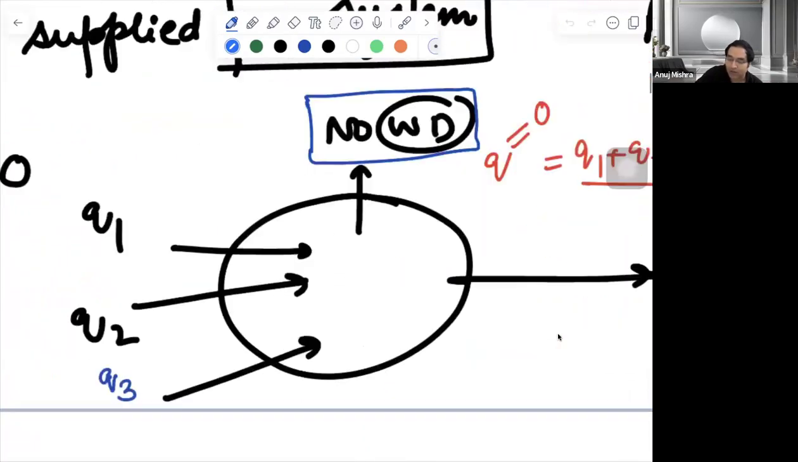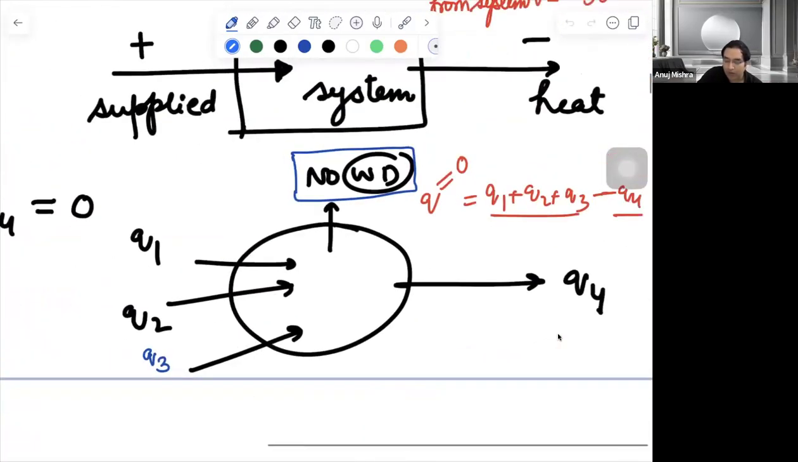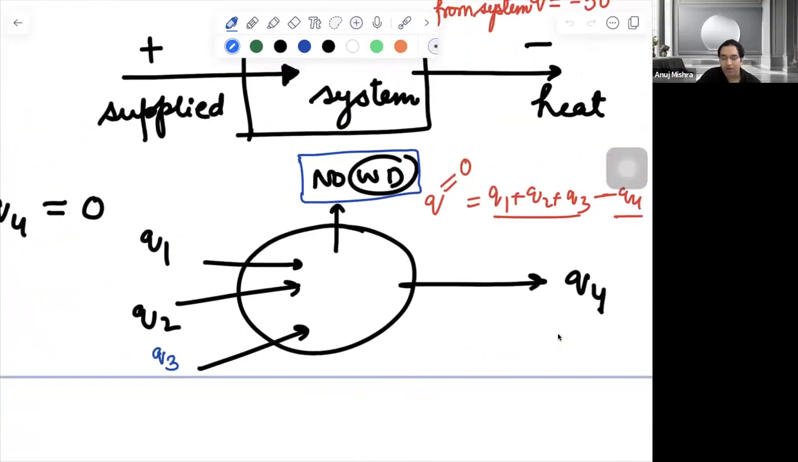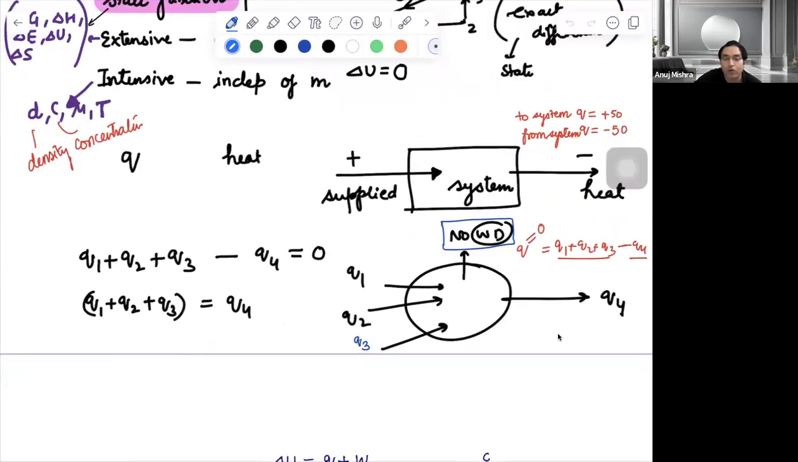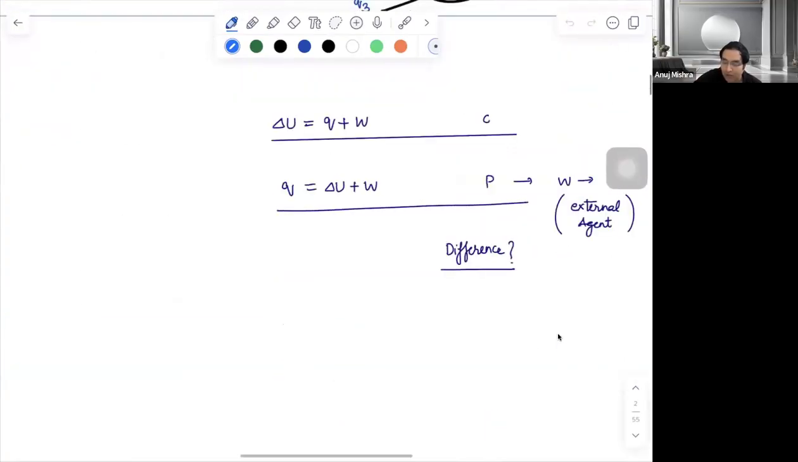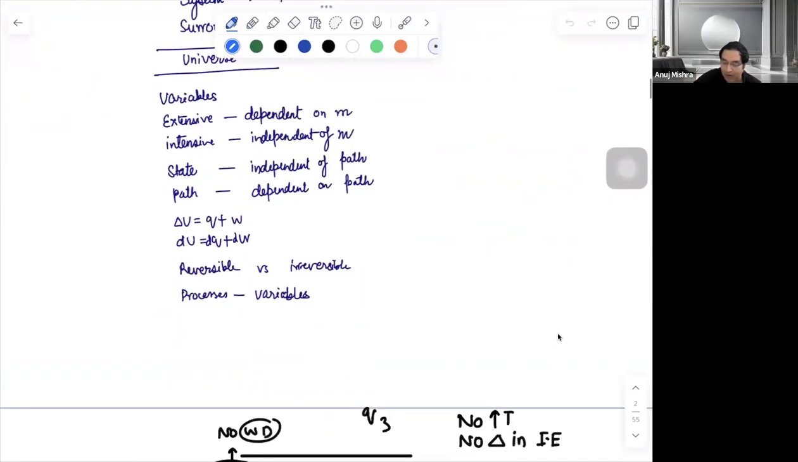Let's say there's a system where no work is done. Q1, Q2, Q3 you gave, and Q4 went out, right? So can we write Q1 plus Q2 plus Q3 is equal to Q4 mathematically? There is no change in internal energy in that case. Same thing, if there is an internal energy change, you can always write that.